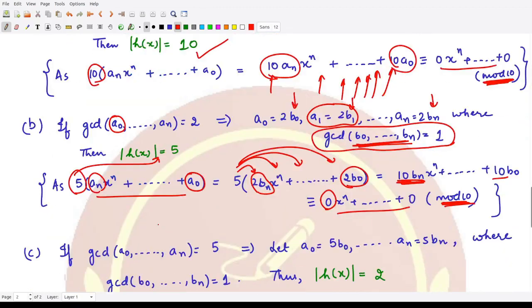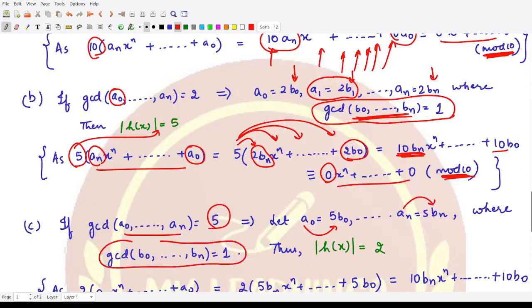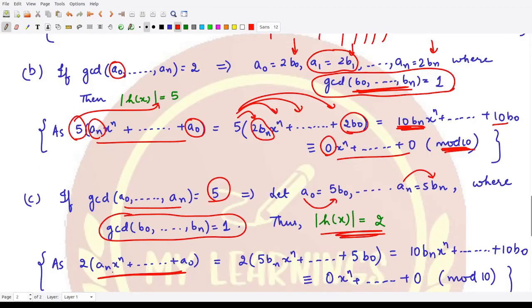Similarly, for the other two cases, when the GCD of the coefficients is 5, then you can write all the coefficients a as 5 into the coefficients b, where all the b's have GCD equal to 1. They do not have anything in common. Then we would say the order of h(x) is 2. Why? Because when you multiply 2 with this polynomial, writing instead of an the value 5 bn and so on, when you multiply 2 inside, you see every coefficient becomes a multiple of 10. So when you take its mod 10, you would obtain the zero polynomial. Hence the order is 2 in this case.